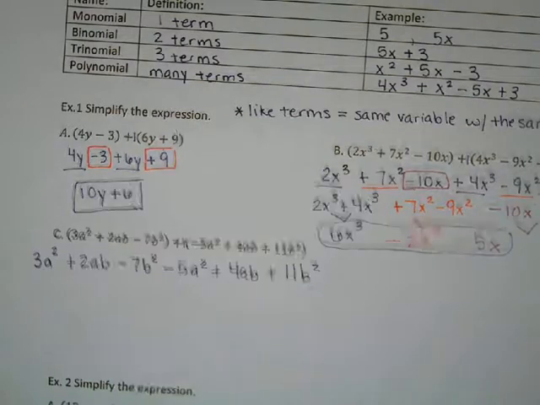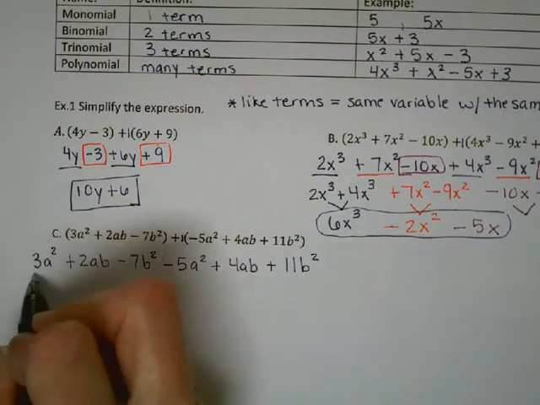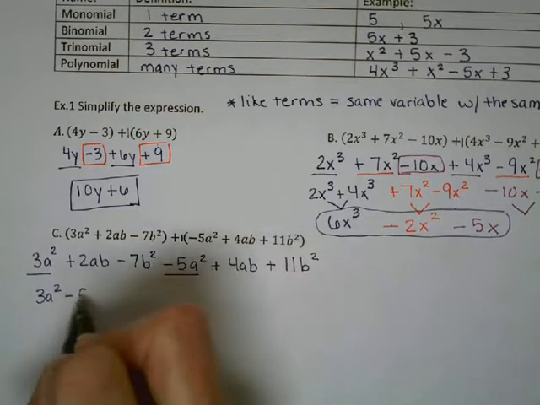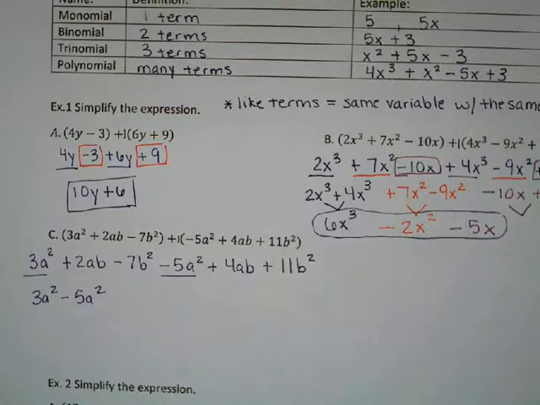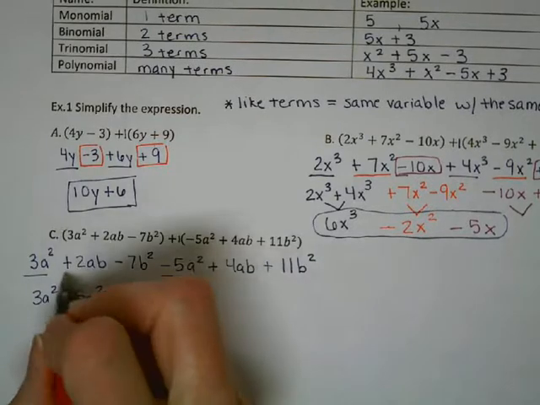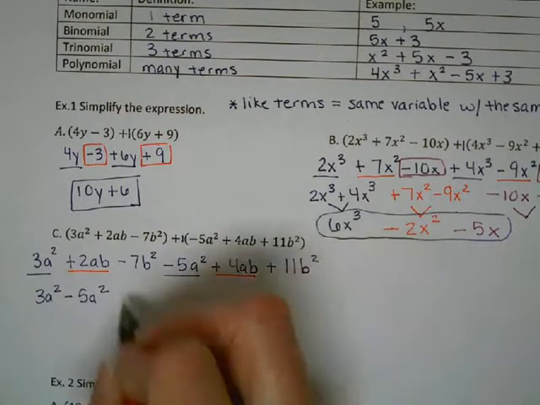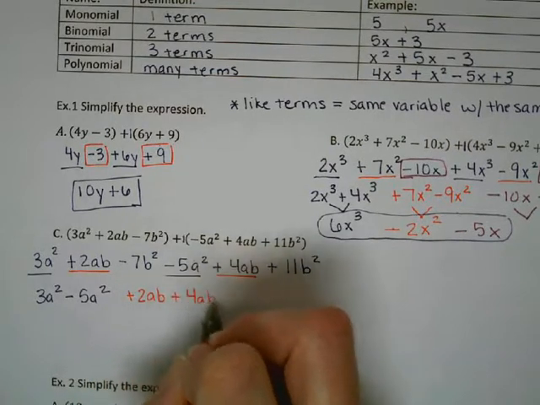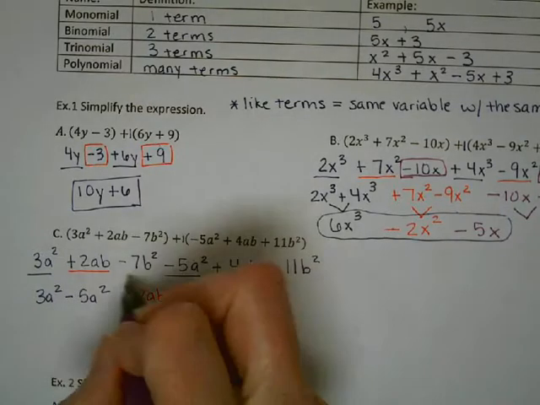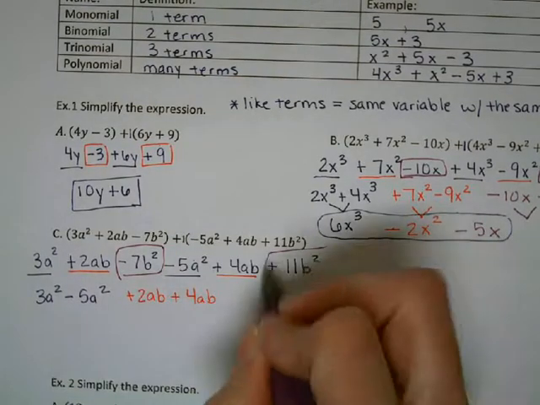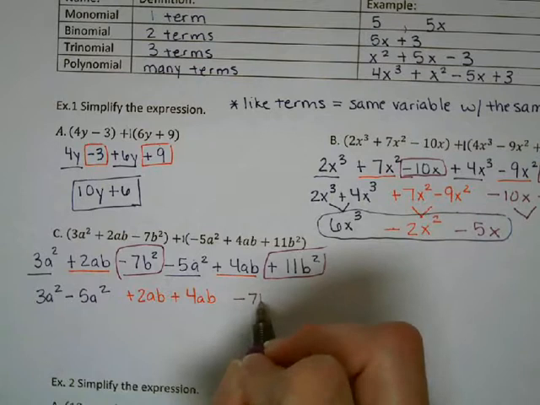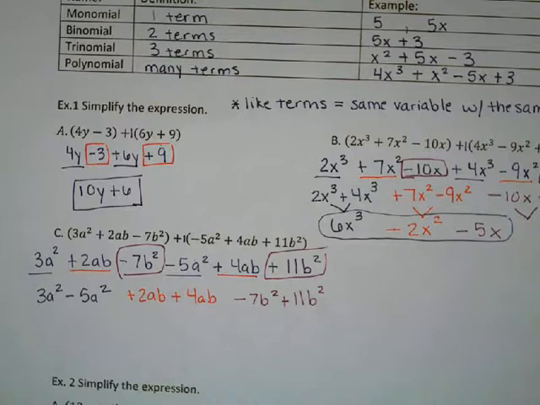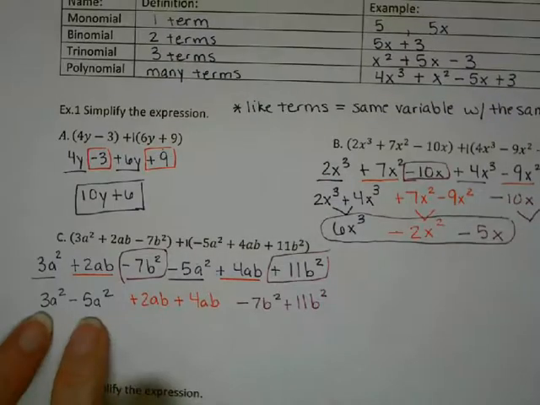So we'll just start with the a squareds. Okay. Then let's see, the next one we have are these ABs and ABs. And it looks like the last ones I have are these b squared ones, so minus 7b squared and plus 11b squared. So again, just grouping them together by their letters. These have the same letter and the same exponent, so those two go together.